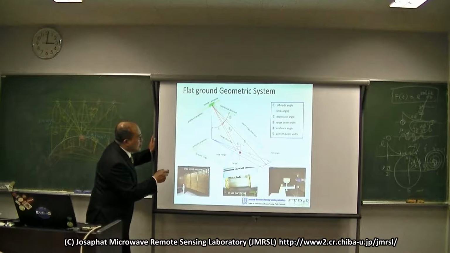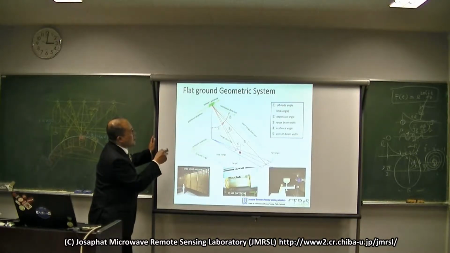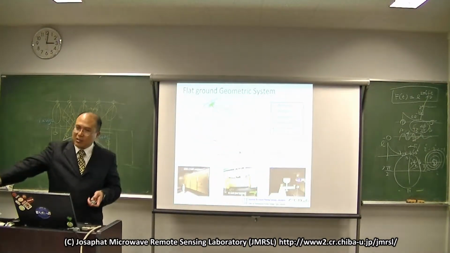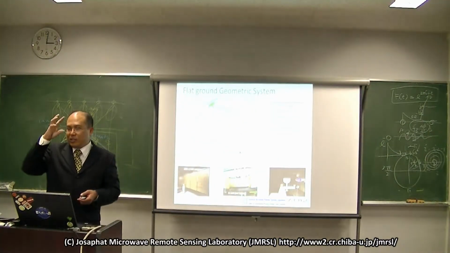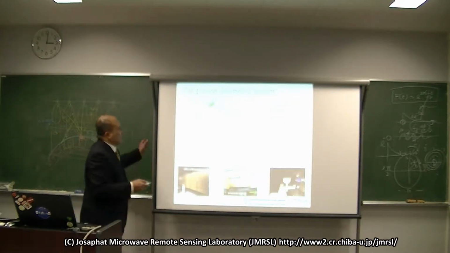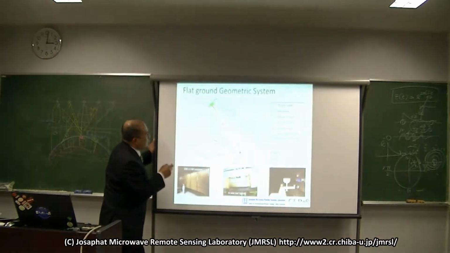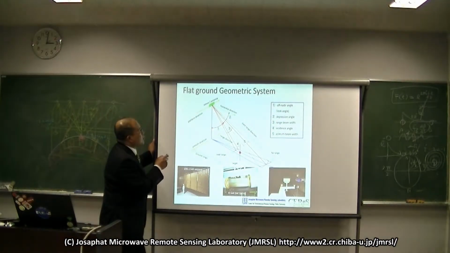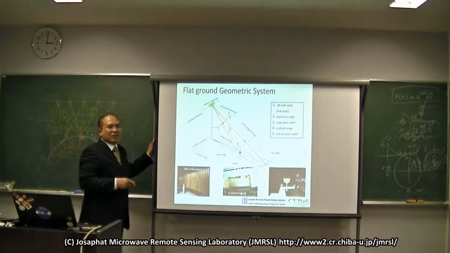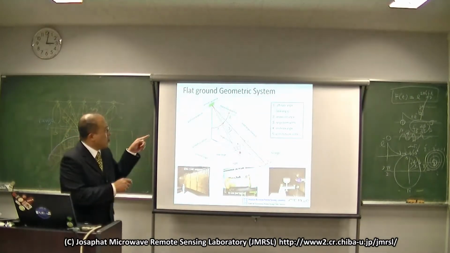Then from antenna to the object, it is also important. We call it the slant range direction. The real direction is a slant range from the satellite or sensor to the object. And then this angle, from the sensor to the object, we call the off-nadir angle or look angle.